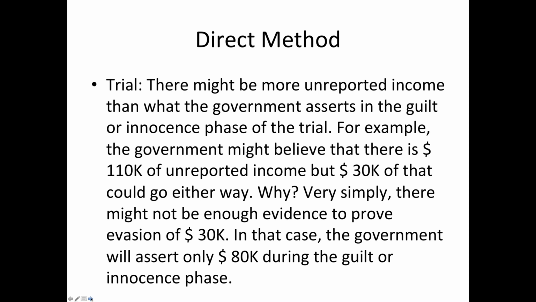If they were to be a little bit on the greedy side and to assert that there's $110,000 of unreported income and that $30,000 easily could have gone the other way, in the sense that there could be deductions that offset it, then the government is injecting a little bit of doubt there, because the jury might look at that and simply think, well, there's $30,000 that's doubtful, so how can we believe that the other $80,000 that the government is claiming was unreported is as rock solid as they claim it to be?